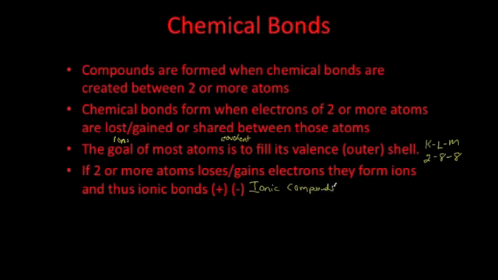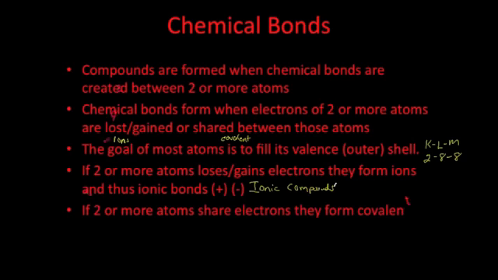And they usually occur between a metal and a nonmetal. Metals form positive ions, and nonmetals form negative ions, meaning they gain electrons. If 2 or more atoms share electrons, they form covalent bonds, and these usually occur between 2 nonmetals. For instance, hydrogen and oxygen is water, and they form a covalent bond, and they're both nonmetals. Whereas sodium chloride, which we know is salt, is an ionic compound, and sodium is the metal, and chlorine is the nonmetal.